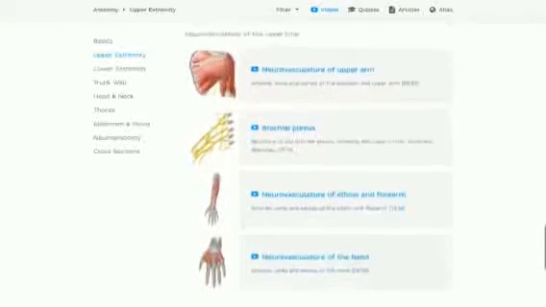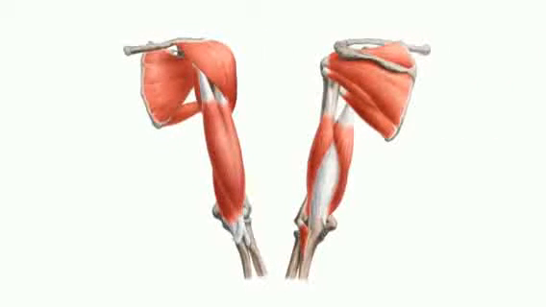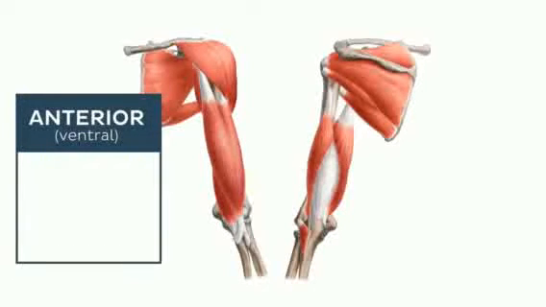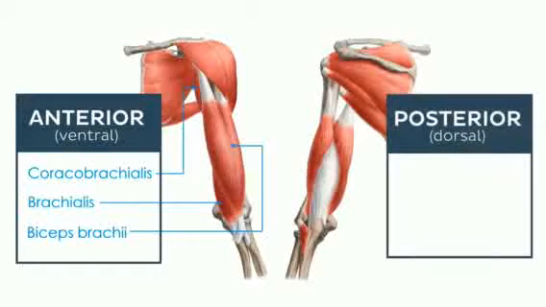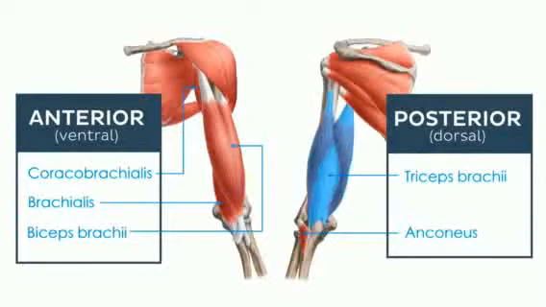Arm. We're going to begin this tutorial now by first exploring the muscles of the arm region. First point to make here is that these muscles can be split into two groups. The first one belongs to the anterior or ventral compartment of the arm and includes the biceps brachii, coracobrachialis, and brachialis muscles. Also, you can find another group which belongs to the posterior or dorsal compartment, which includes the anconeus and also the triceps brachii muscle.